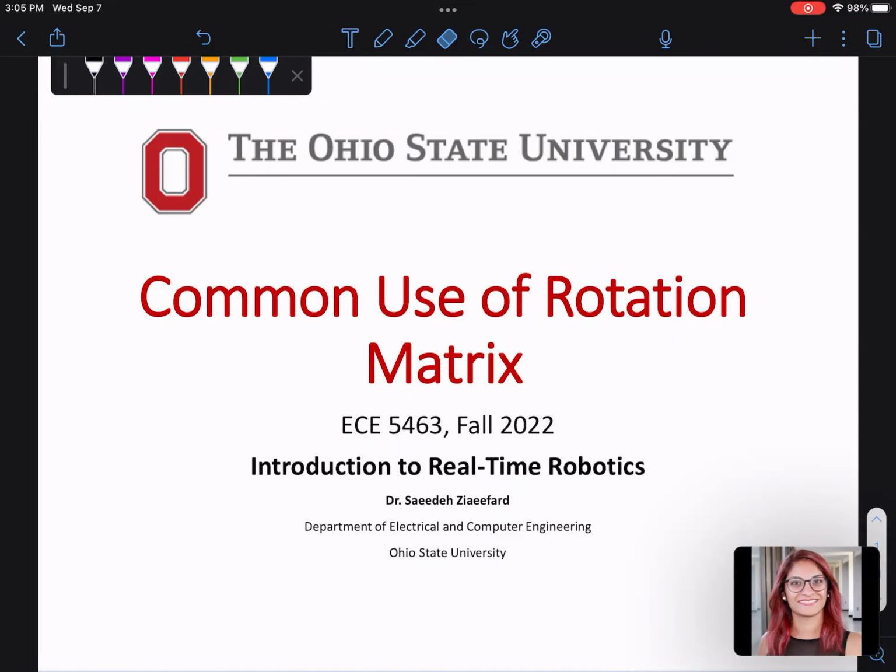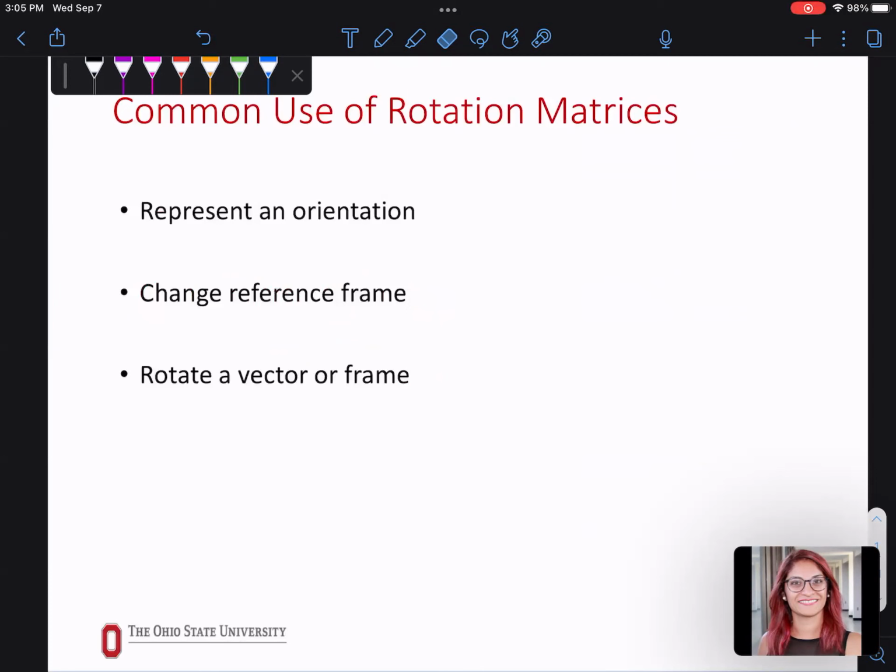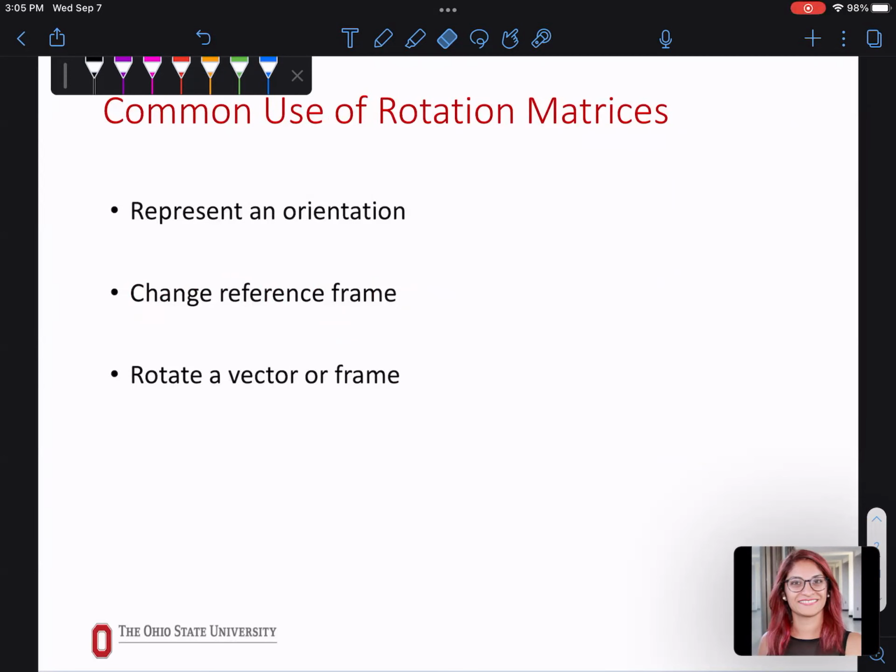So you don't have to absolutely memorize them, but it's a good way of knowing how to derive that. Now, we are going to use those 3 as our base rotations every time we come across rotating a reference. There are 3 different common uses of rotation matrices, at least in our application. You can represent an orientation.